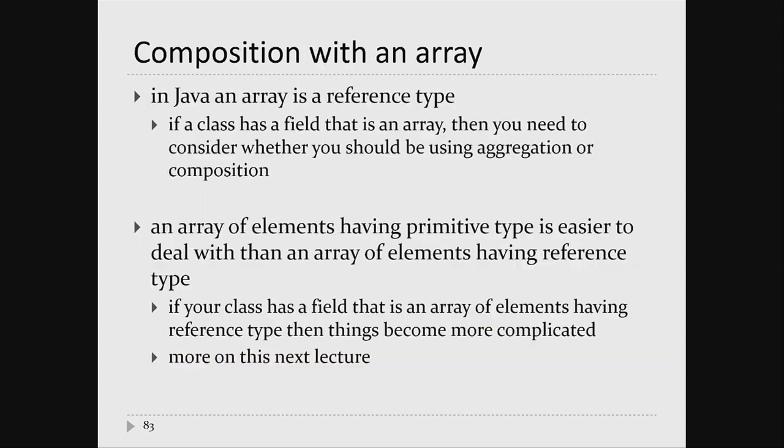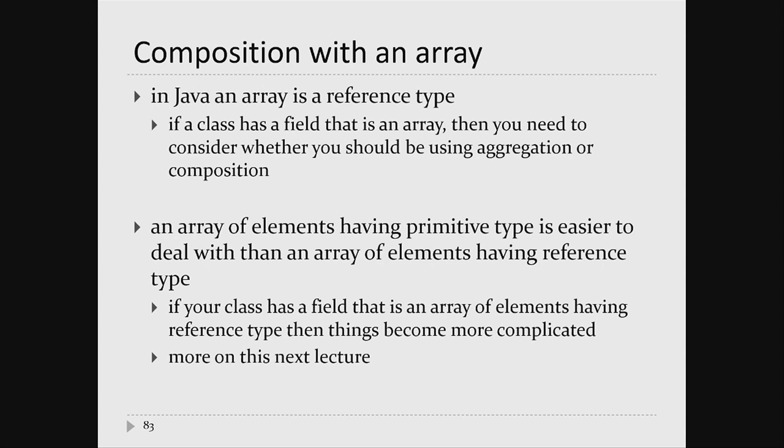Okay, so everything I've talked about so far is composition. All the stuff I've talked about with respect to composition has been a field that represents one object. But it's very often the case that you make a class and one or more of its fields are a collection. For example, you might have an array as one of your fields. This complicates what it means to be a composition. Why does it complicate that?